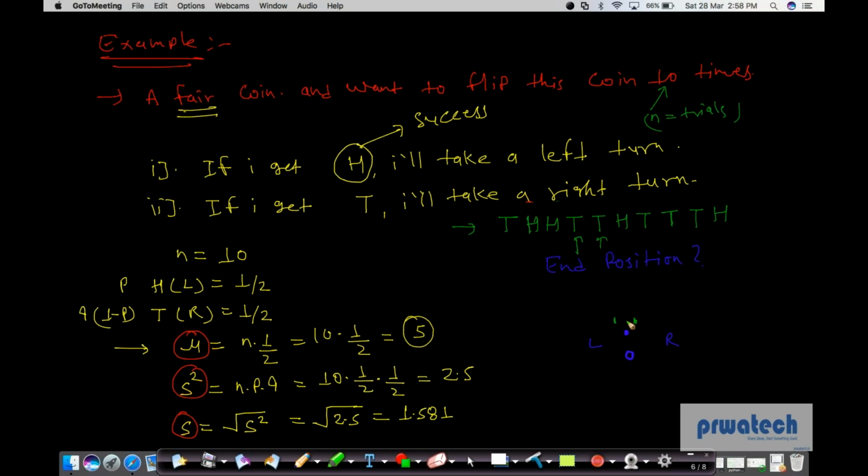I get head. Again I reach the central area, 0. I get tail again. Again I reach here. I get tail again. I reach here. I get one more tail. I reach here. I get one more head. I reach here. So this is my final end position, which means I think two is the right answer.